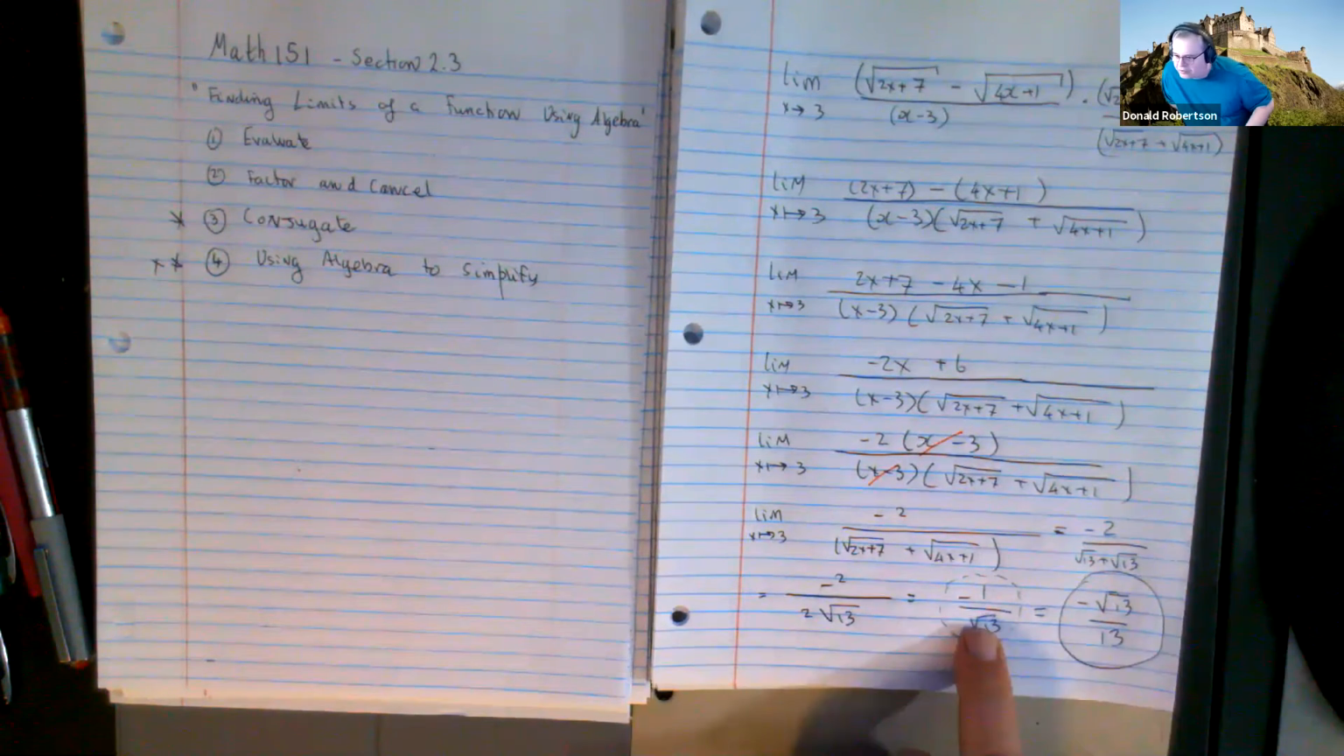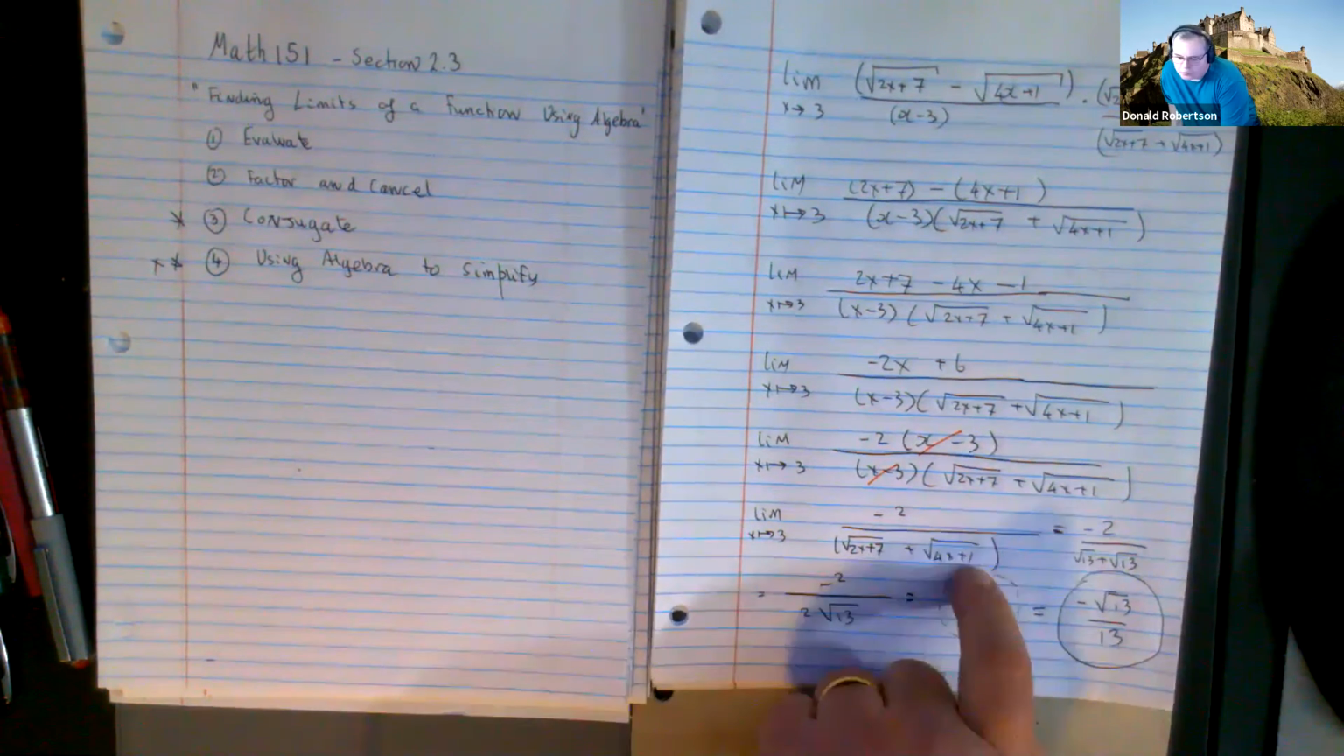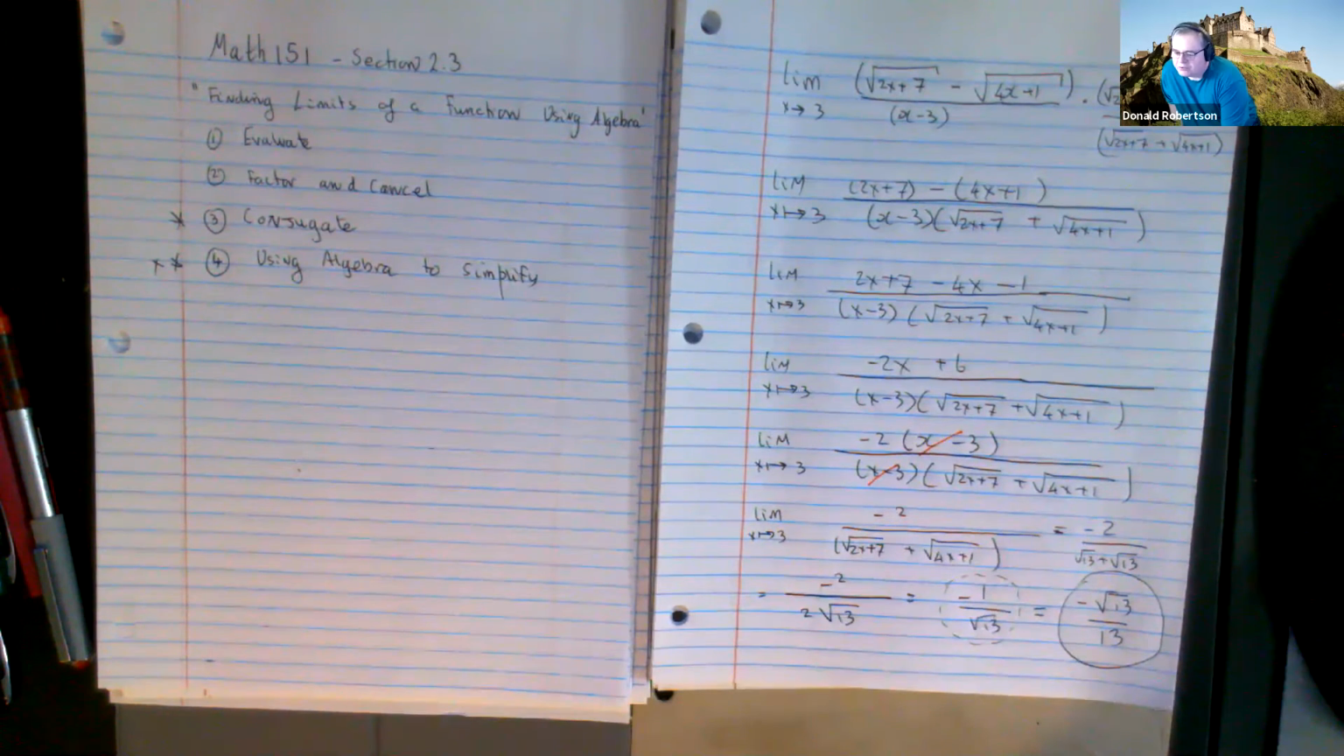You happy about what I did there? Root 13 top and bottom, right? So always try, if possible, to make the bottom a number, right? Try and avoid having square roots on the bottom. Are we good?